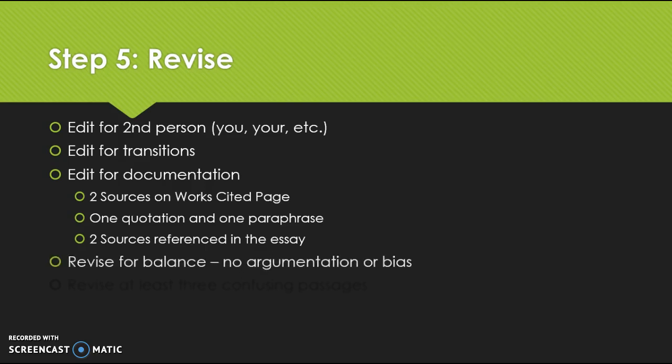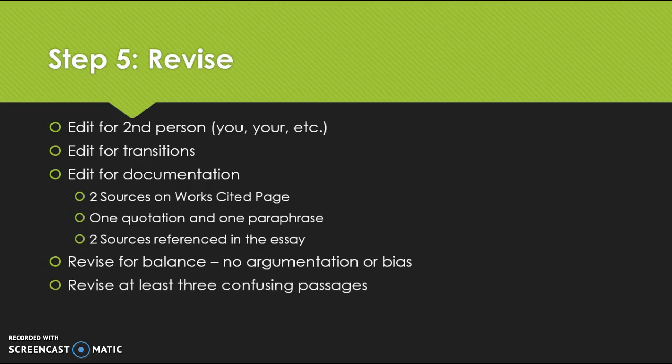You can use signal phrases, you can use in-text citations, but you need to reference those two sources in the essay. You will also want to revise for balance. One of the issues with this paper is students have trouble focusing on both subjects at the same time and making sure that they're balanced and it's not a biased paper. This is not an argument as to whether one subject is better than the other. It is simply a comparison. So think of it as an informative essay that is placing two things next to each other so that we have a deeper understanding of them.